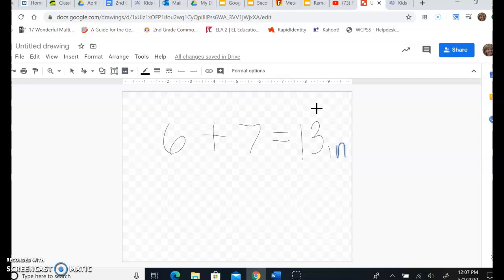Then the story problem said she had 13 inches and she made a mistake, so she had to take some of her stitches out, but we don't know how many. Then the story tells us she ended up with 9 inches at the end. So I have to figure out how to find the missing partner when she subtracted some. How much did she subtract? If I think about what I know about subtraction, I know that if I subtract this partner from the total, that'll give me the missing partner. And to do that, I could start at 9 and count up to 13. 9, 10, 11, 12, 13. That's 4.